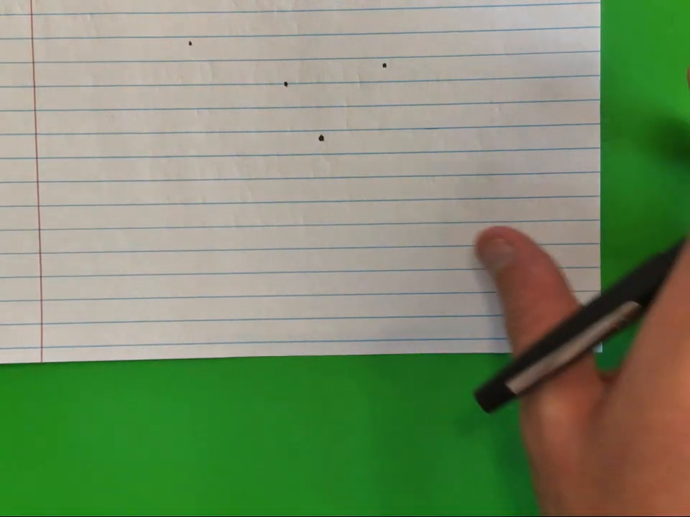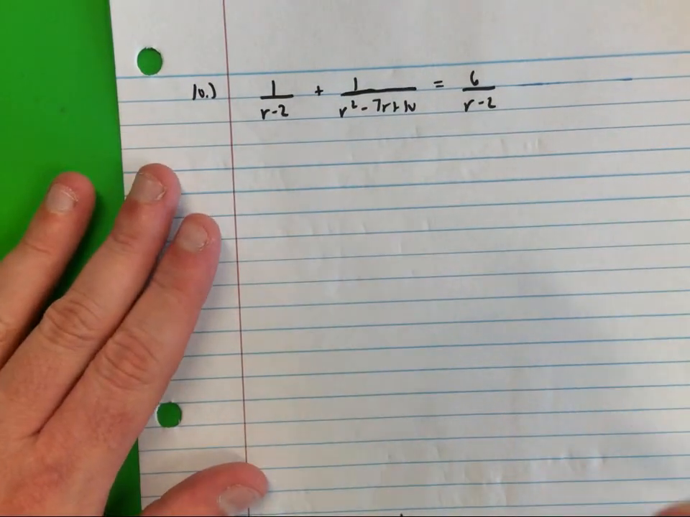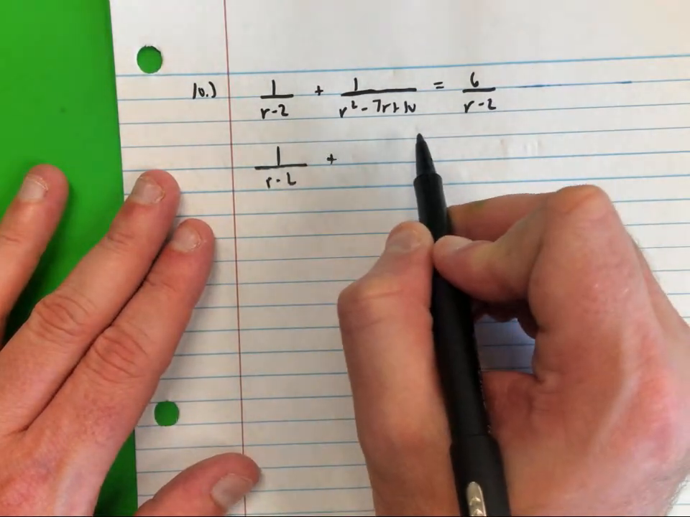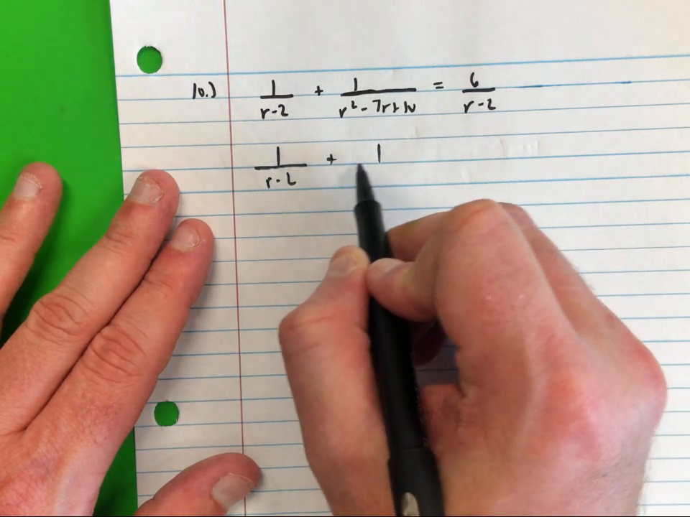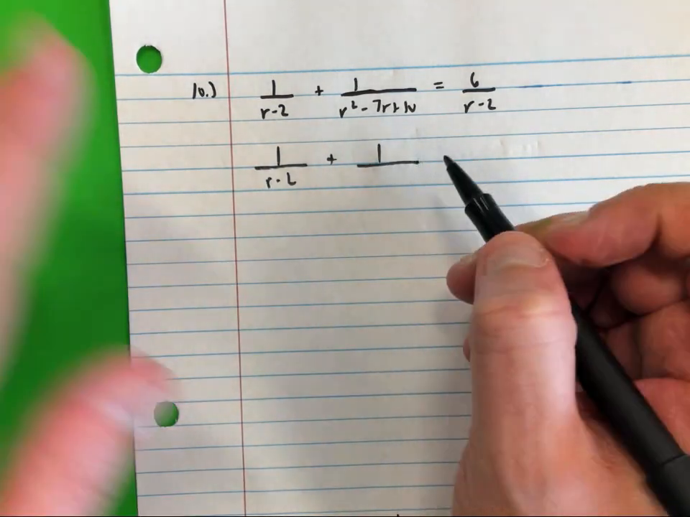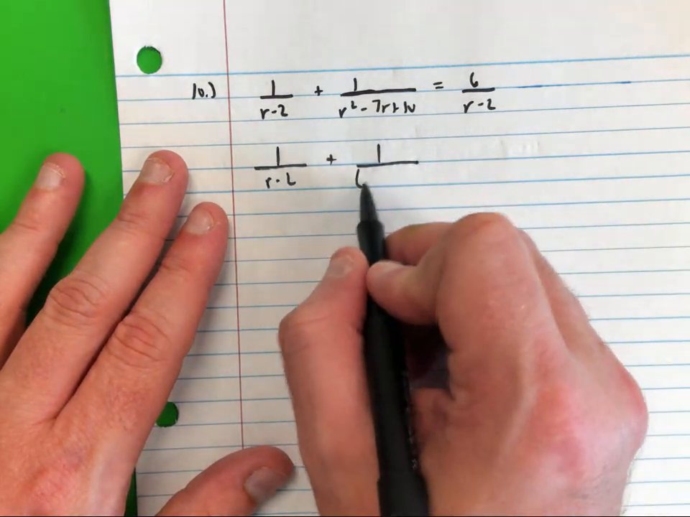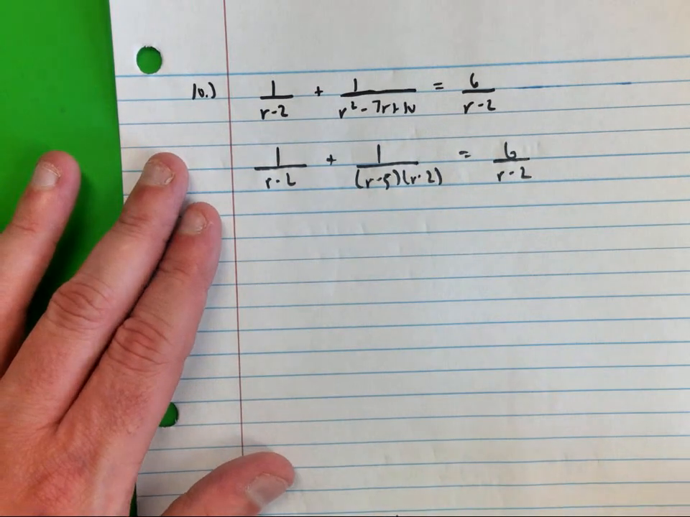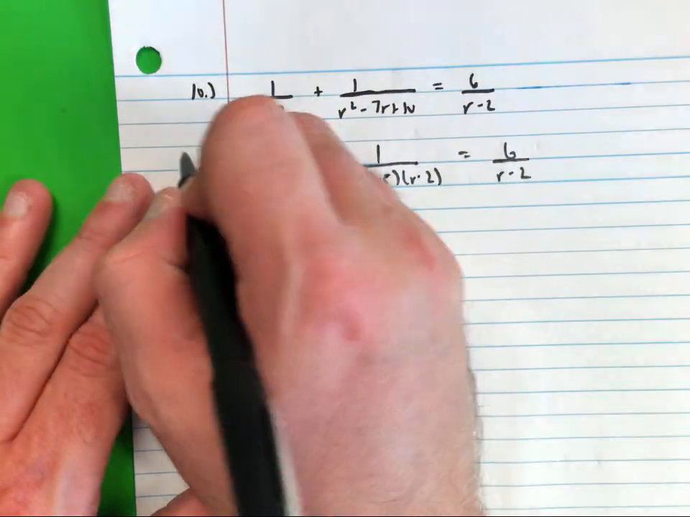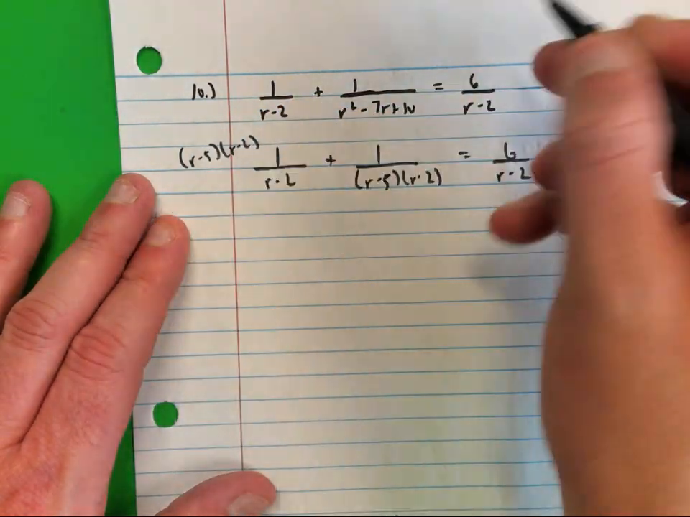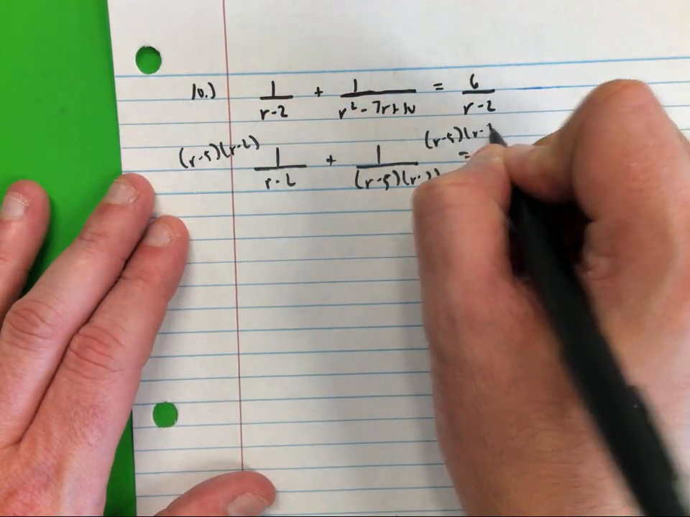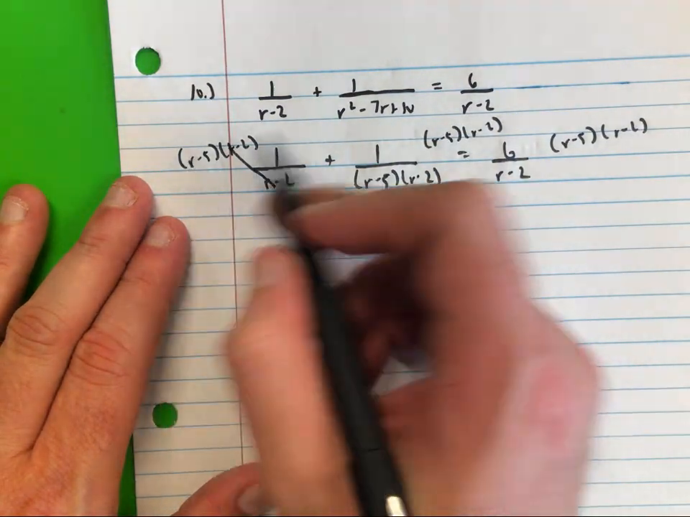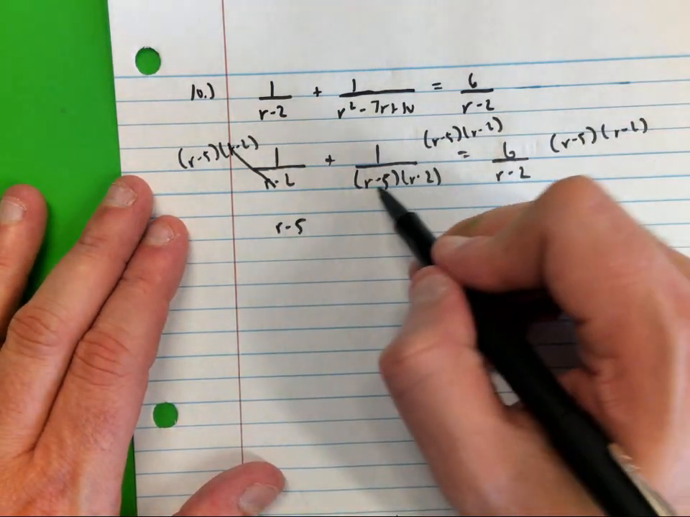Alright, number 10. 10 is simple? Okay, good. Alright. On number 10, I need to factor. I need to factor this: R minus 5 and R minus 2. What will be my common denominator? One times this would just be R minus 5.